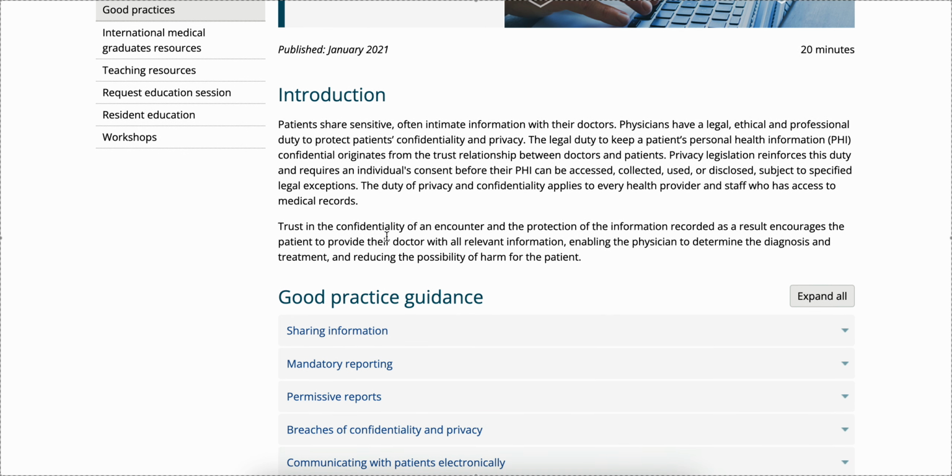Trust in the confidentiality of an encounter and the protection of information recorded as a result encourages the patient to provide their doctor with the relevant information. If a patient comes to my office and we have a very good relationship, they trust me, so they are not going to have any hesitancy to share any kind of information, especially STBBI history, which is very important. Substance use history, which people don't tell doctors because they don't have that trust-building relationship. So if you are protecting their confidentiality, they will trust you, and then they might be encouraged to share more information, which is very relevant and sometimes very important from the management perspective, enabling the physician to determine the diagnosis and treatment and reducing the possibility of harm to the patient.